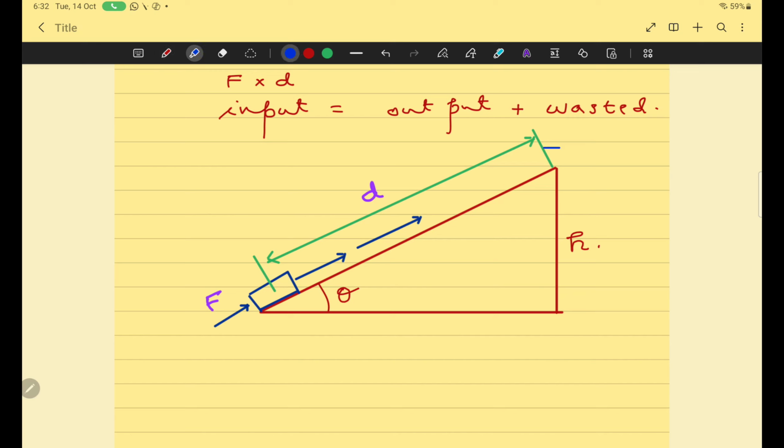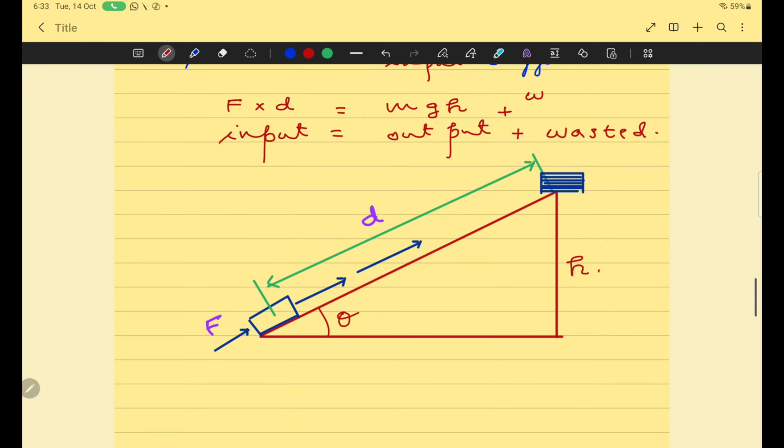Sir, what is the output? The block has been lifted to this point. So the output is gravitational potential energy. But when you push the block on the slope, then obviously there must be a force of friction on the inclined plane. So some energy will be wasted in doing work against friction.